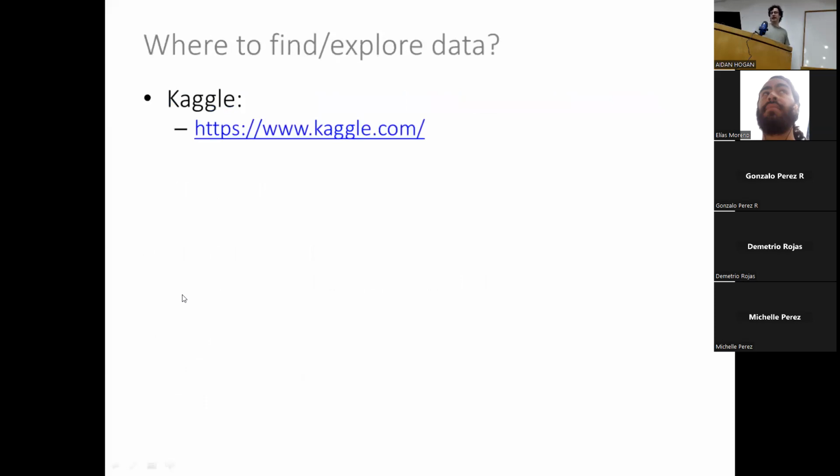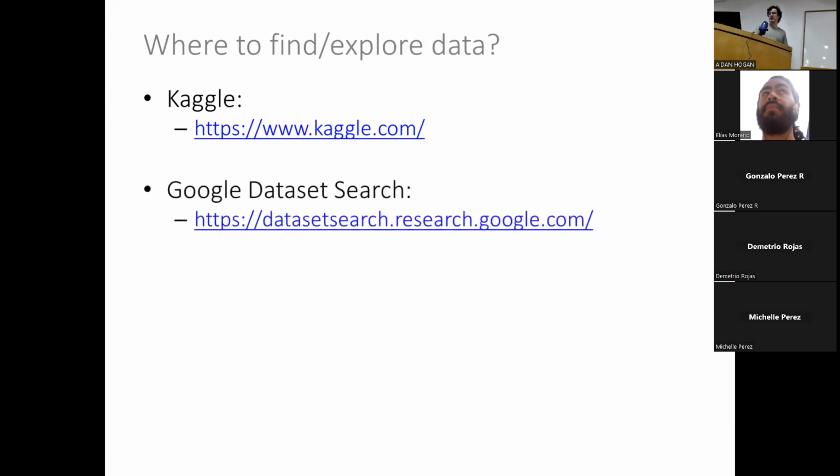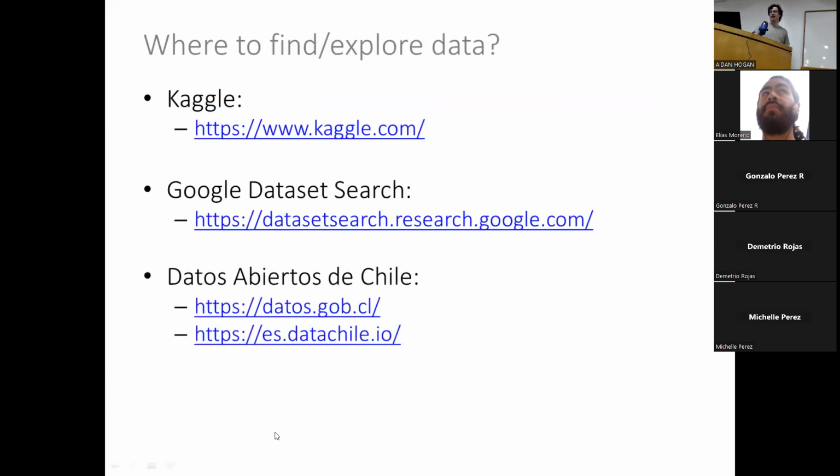To find and explore data sets, you could use, for example, Kaggle. You could try Google Dataset Search. There is some open data related to Chile on different platforms that could be of interest. You can use whatever way you want to search and find data sets. You don't have to use these; they're just some suggestions of where to get started.